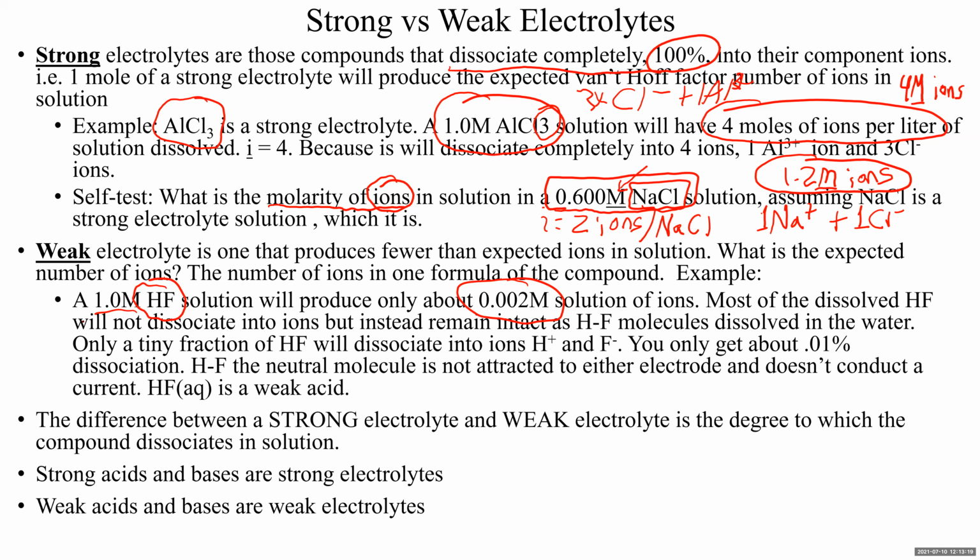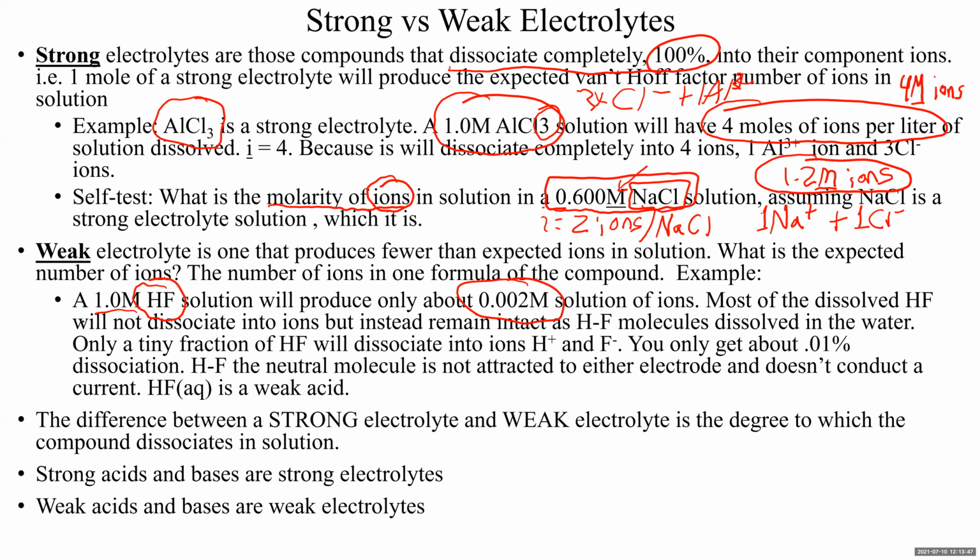So the difference between a strong electrolyte and a weak electrolyte is the degree to which the compound dissociates in solution, dissociates to produce ions. Remember that, to produce ions. Some compounds that can produce ions just don't produce as many of them as you would expect from looking at the formula because they just stick together better. The molecule or the ionic compound just doesn't want to break down or dissociate very much.